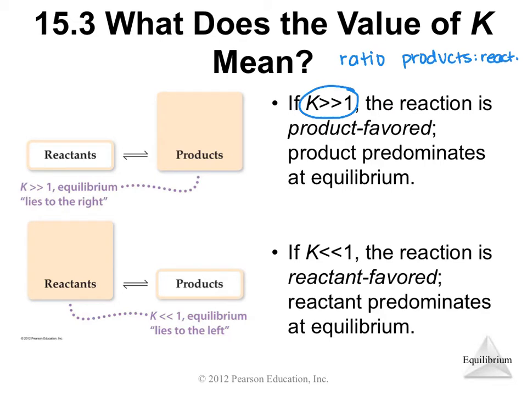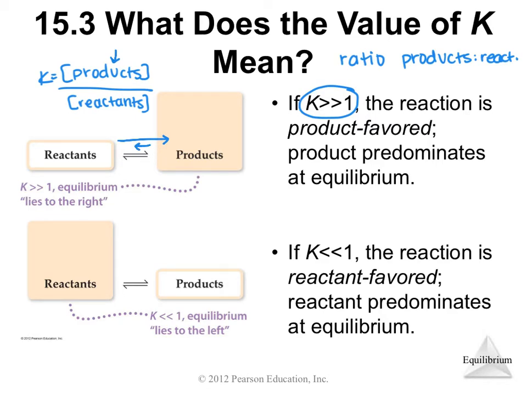When we're thinking about what the K expression is, it's the products over the reactants. So basically what we're saying is if it's greater than 1, the top number has to be bigger. That means that there's more products. If we were to draw a bigger arrow, the forward reaction is going to happen with a higher percentage than our reverse reaction.